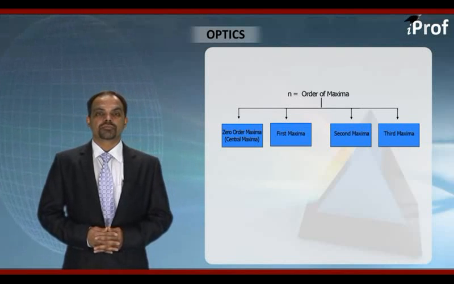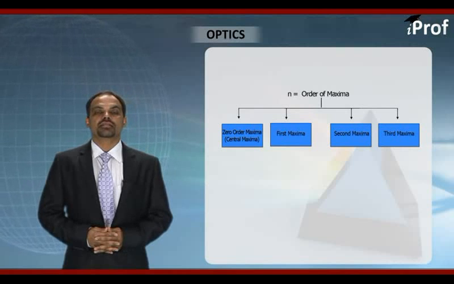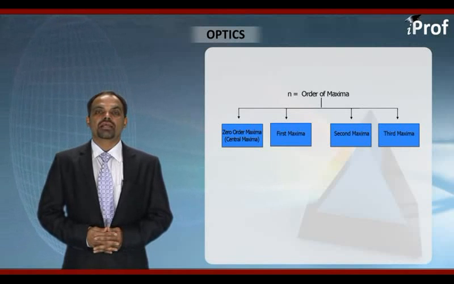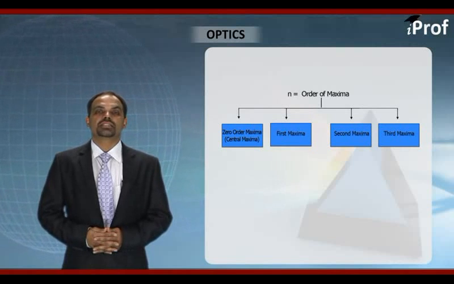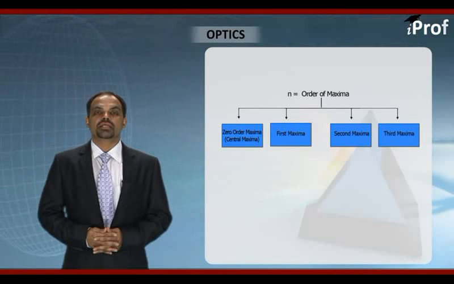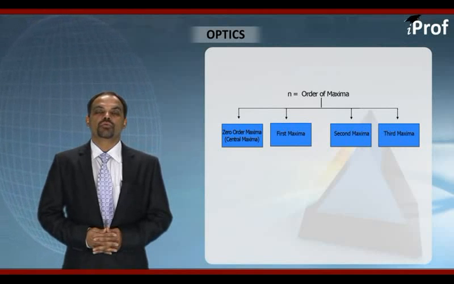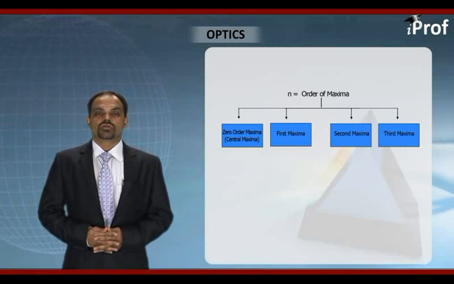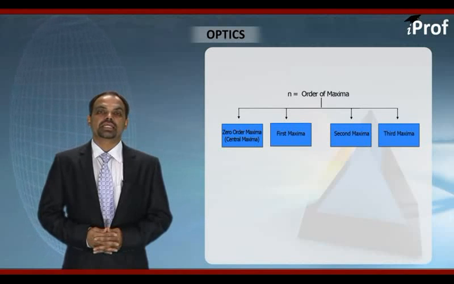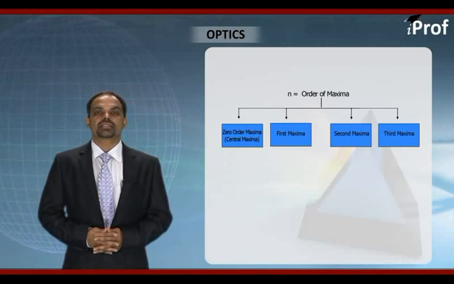That is, it is a point on the screen where the path difference is 0. It is very clear from the geometry of the arrangement that it will be the central point of the screen. It will be just in front of S1 and S2, a point symmetrically located from S1 and S2, so that the path difference between the waves coming from S1 and S2 will be 0.